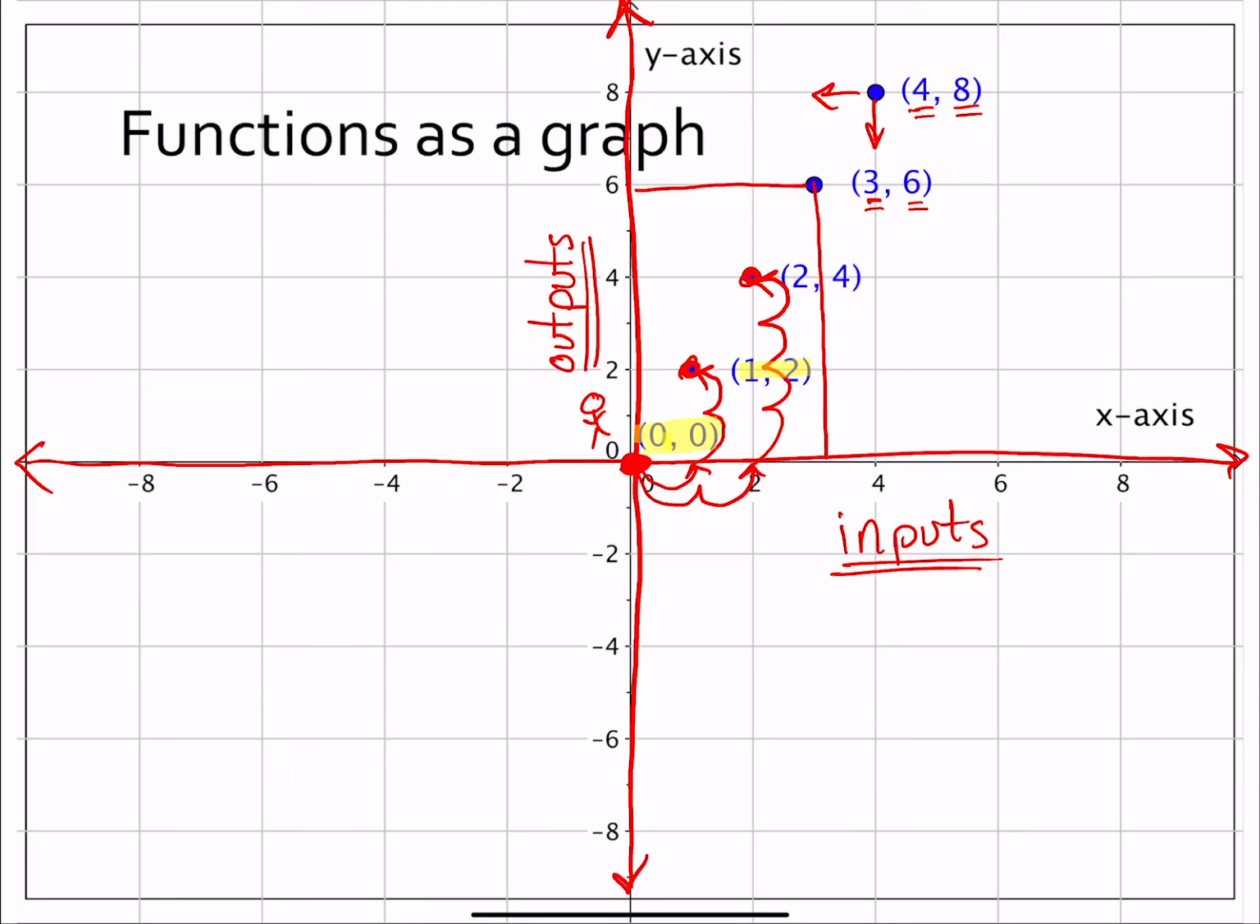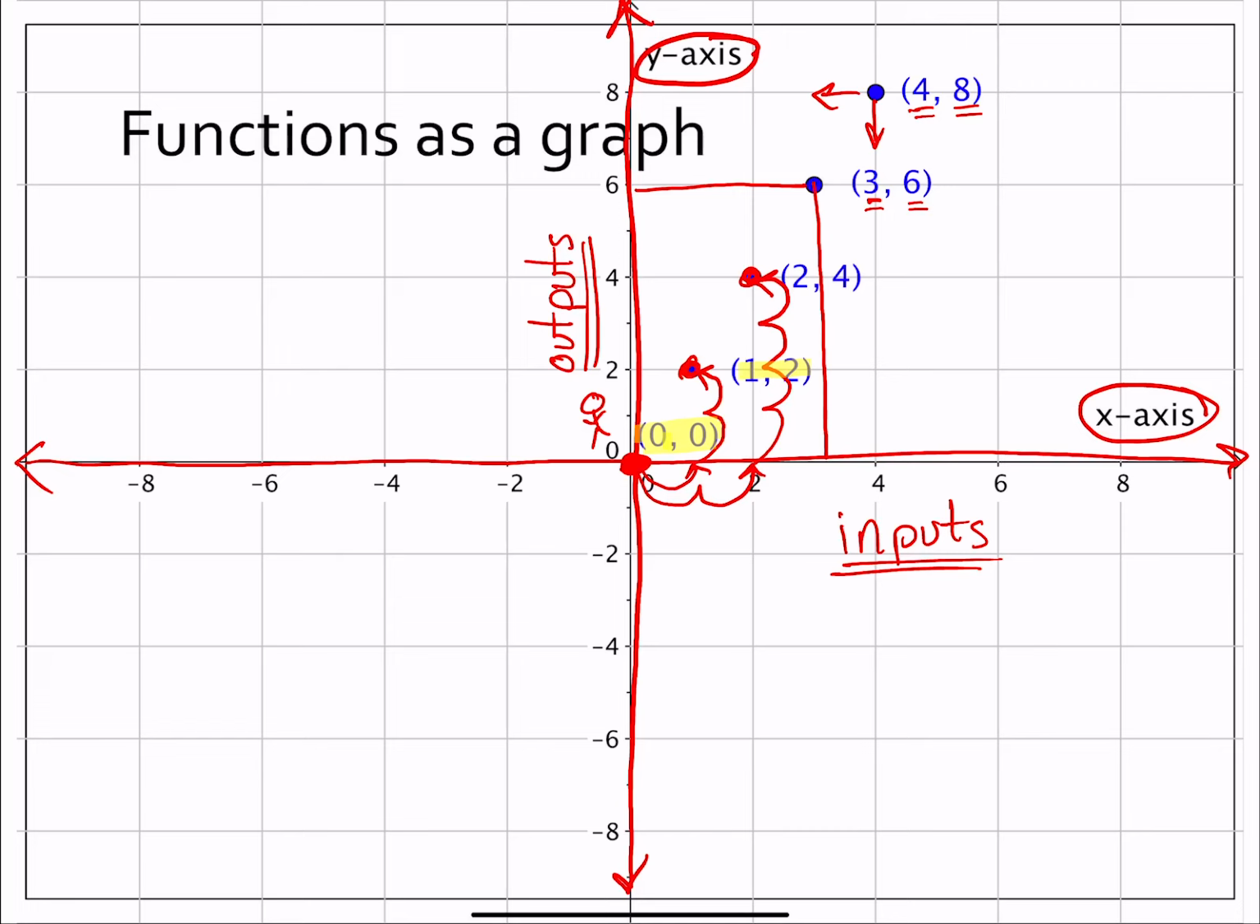So we can graph any point, right? Any ordered pair that we want by using this method of just inputs and outputs. The inputs being the x-axis, that's what we call it. And we graph the outputs on the y-axis, that's what we call it. So let's try to find a couple other points.